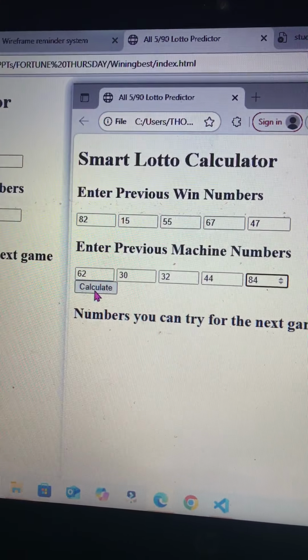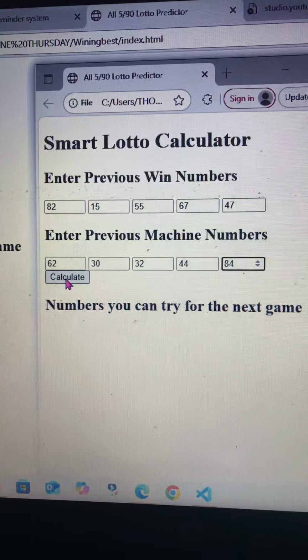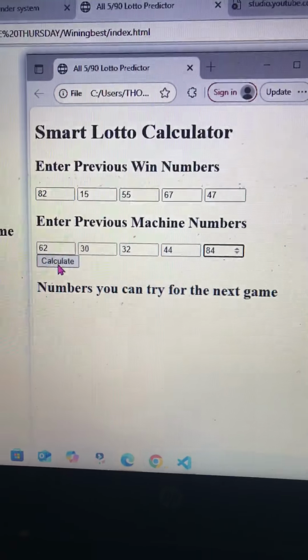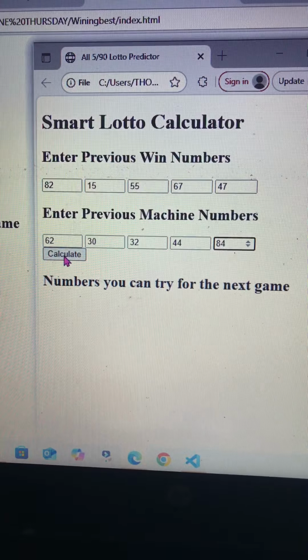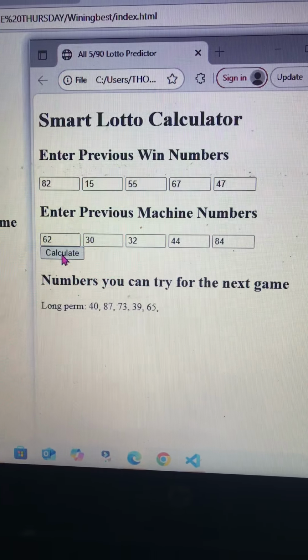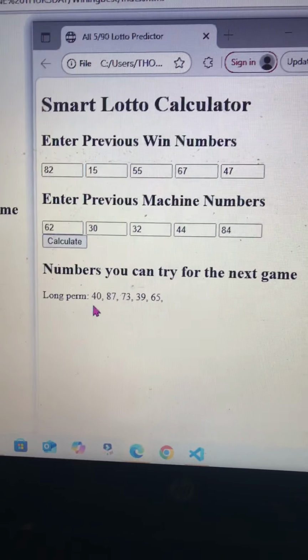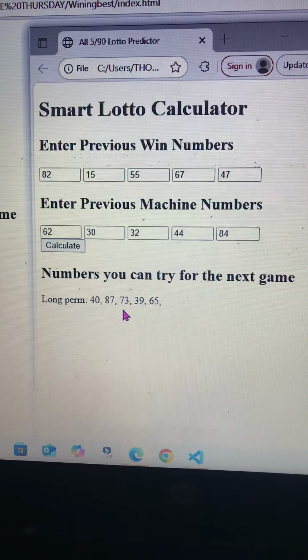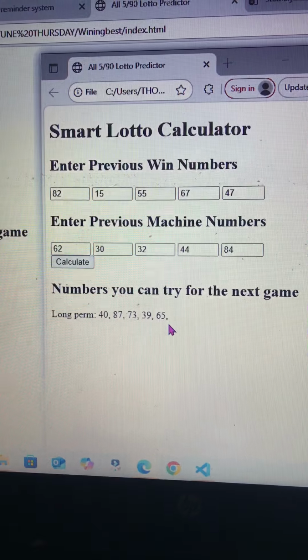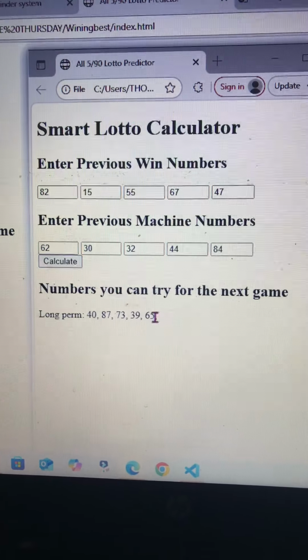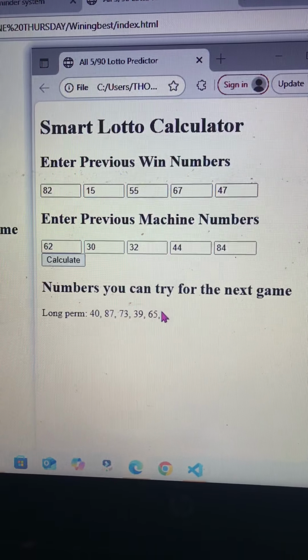Alright, so you tap on calculate. Then it will give you the suggested numbers you can try for the next game. Just 5 numbers. Alright. Hot 5: 40, 87, 73, 39, 65. Yes, Hot 5 for you, midweek.